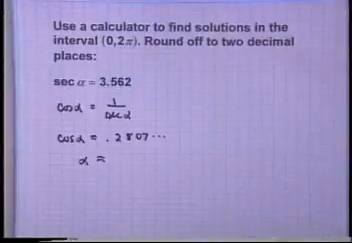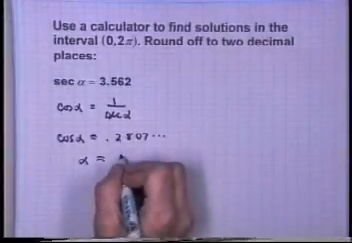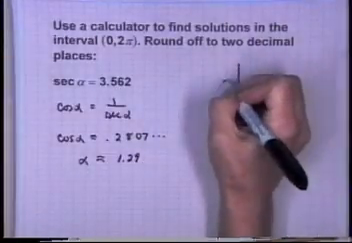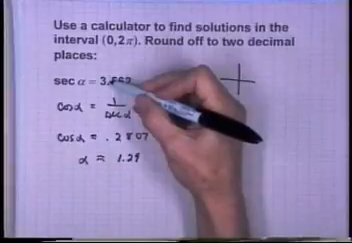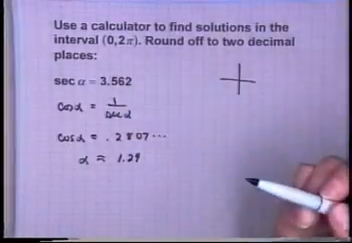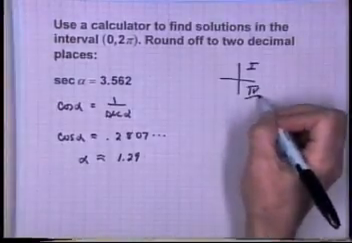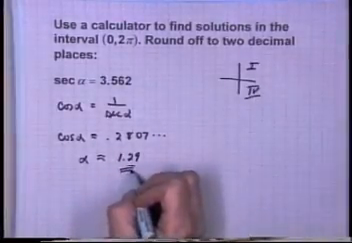And so based on my inverse cosine, I'm getting 1.29 if I round off. Now let's talk about the values here. Notice the secant value is positive, which is equivalent to saying the cosine is positive. That will put us in quadrant 1 or 4. This is my quadrant 1 solution.